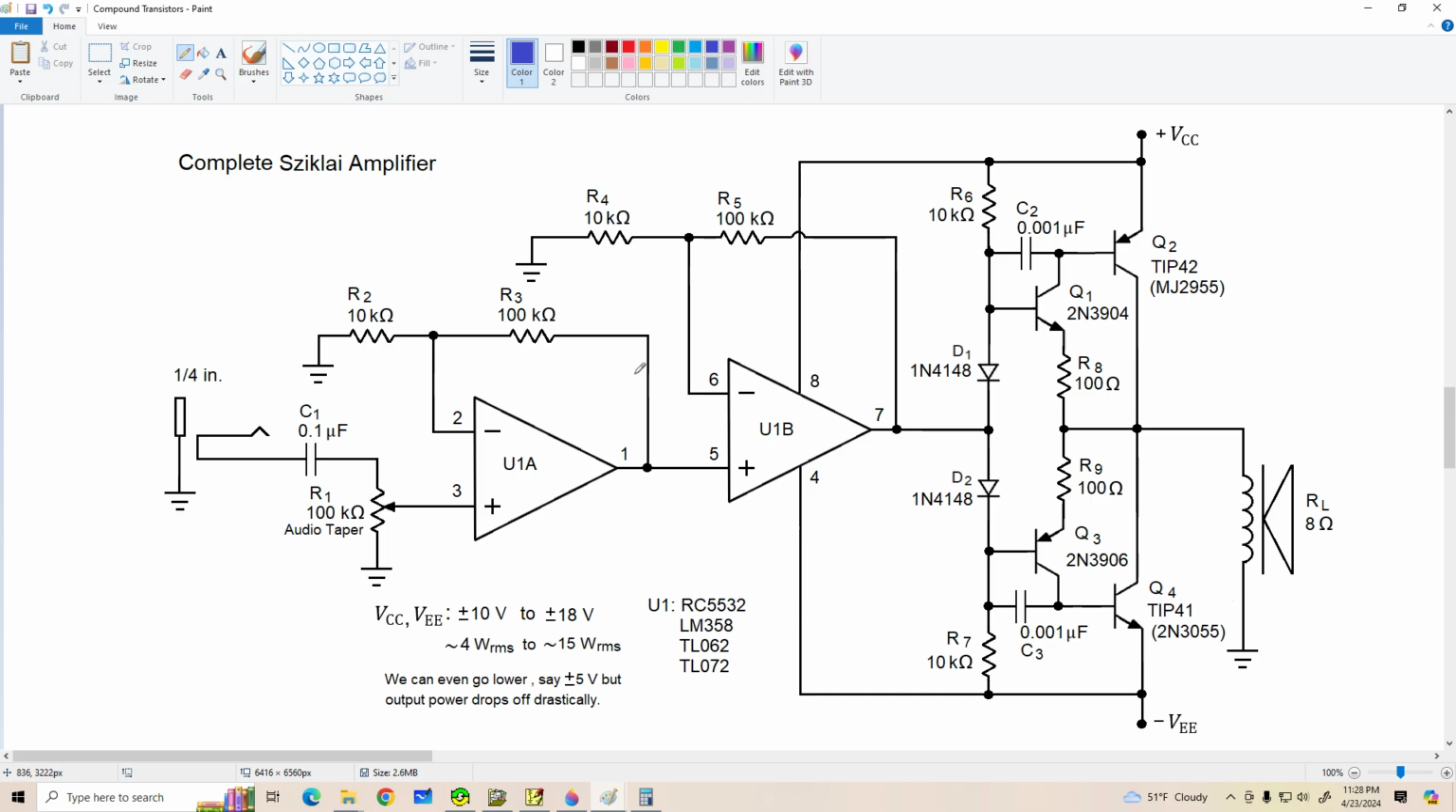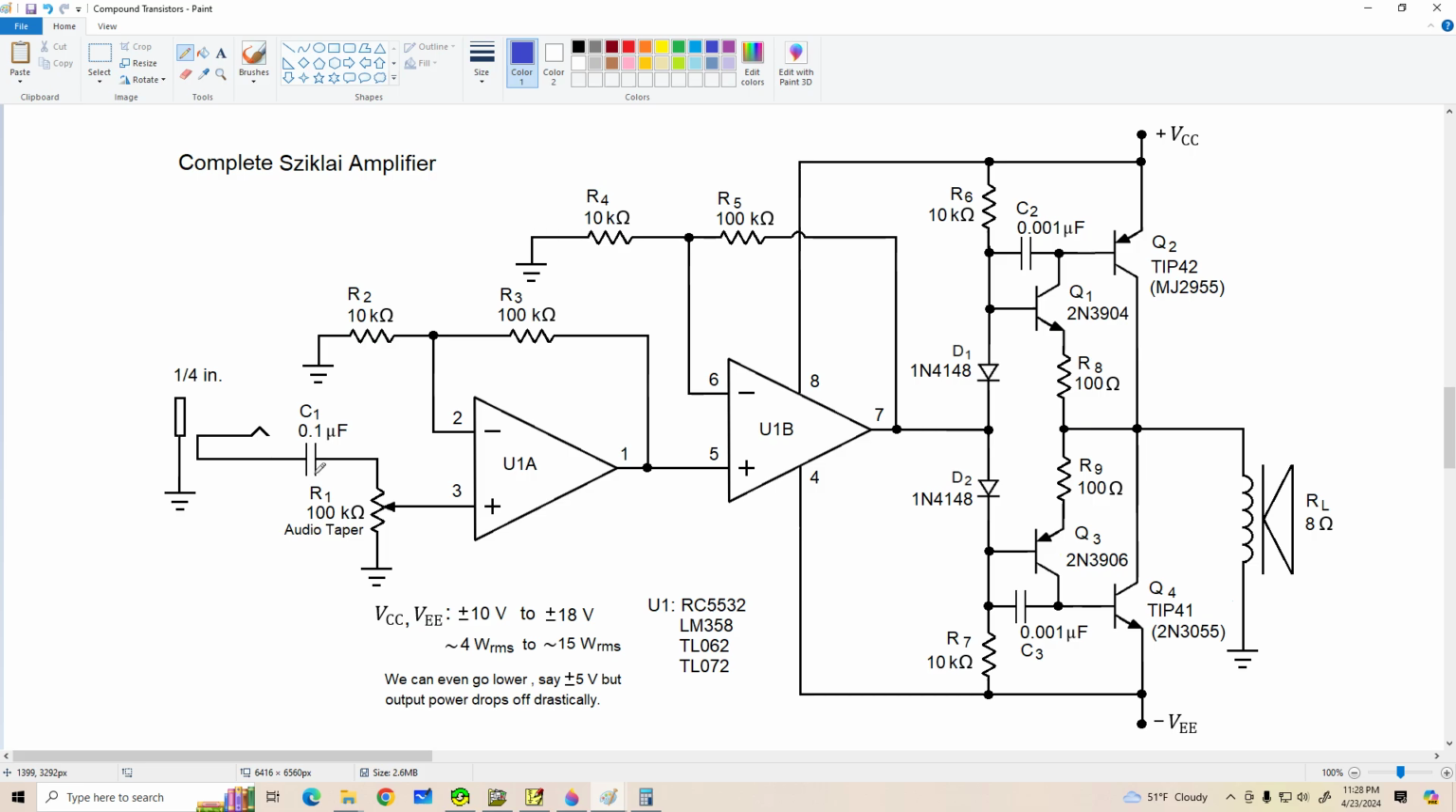All right, we have each of these stages set up for a gain of 11. So we've got a gain of 11 for op amp U1A, gain of 11 for U1B. So overall, we're going to get a gain of about 100, factoring in the output stage gain being less than 1.